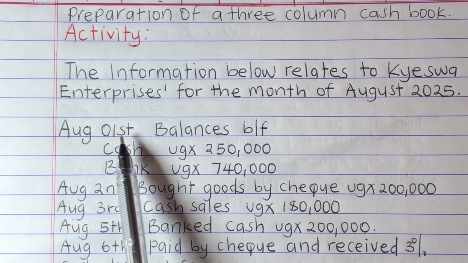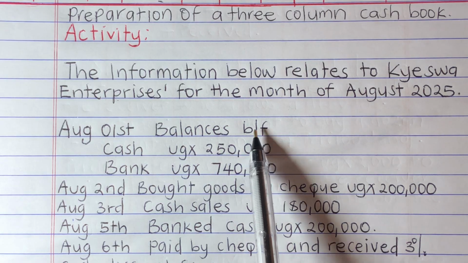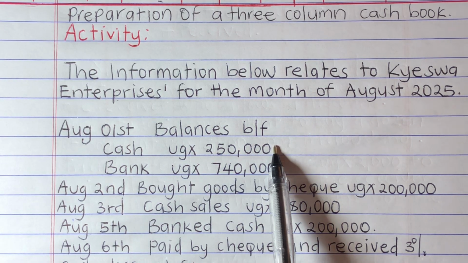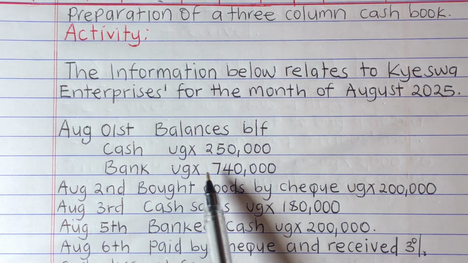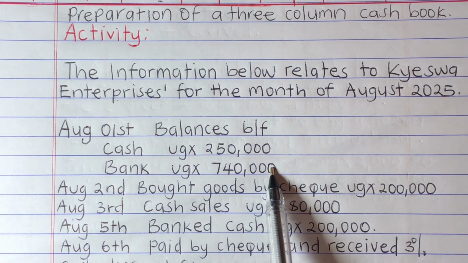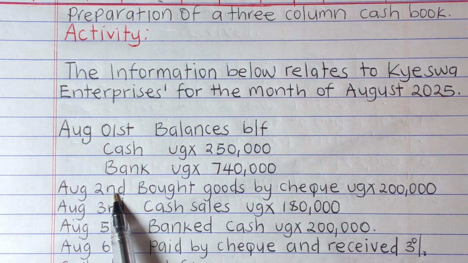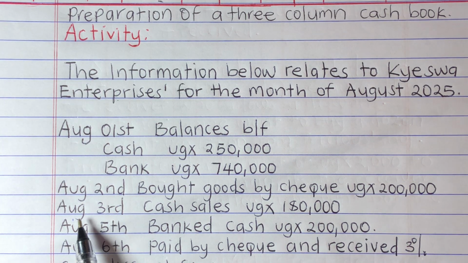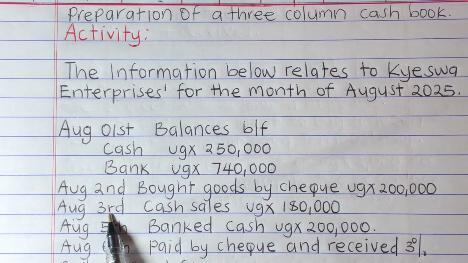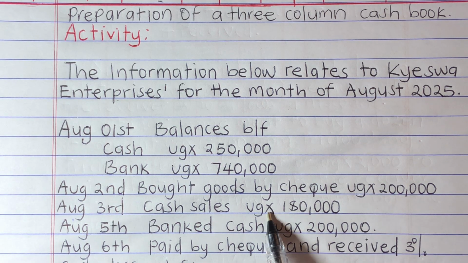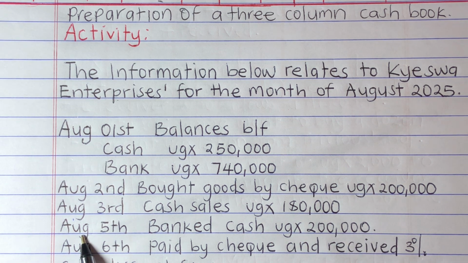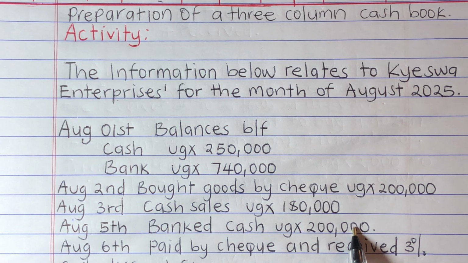August 1st, balances brought forward. We have cash UGX 250,000, bank UGX 740,000. August 2nd, bought goods by check UGX 200,000. Then on 3rd August, cash sales were UGX 180,000. Then on 5th August, banked cash UGX 200,000.